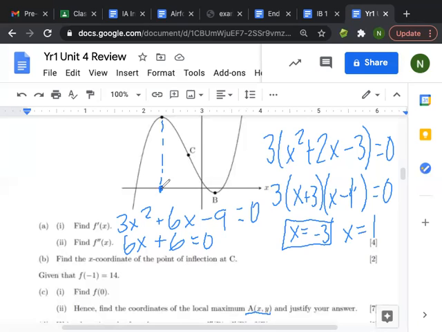I got 30. Is that what y'all got? Yes. So it should be -3, 30 is your final answer.